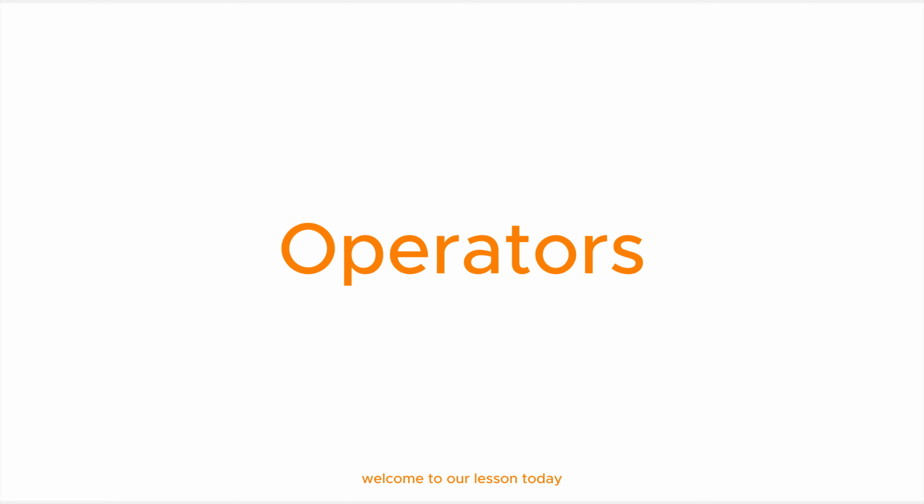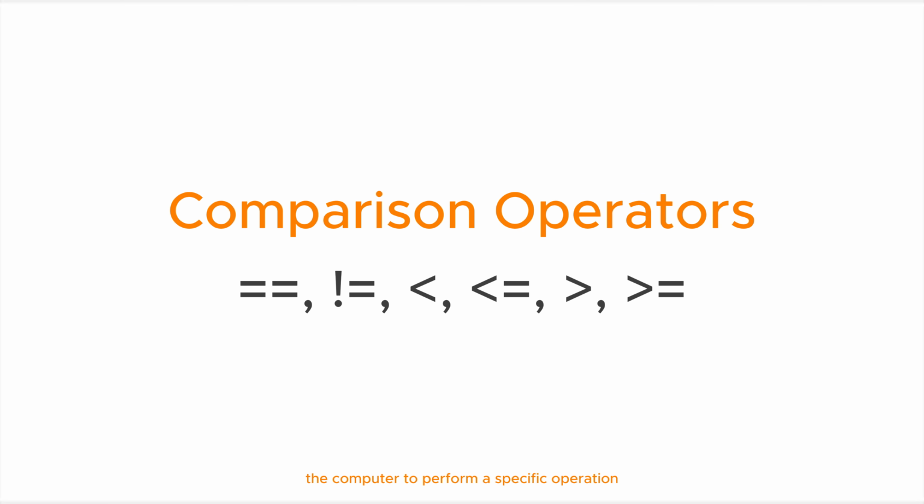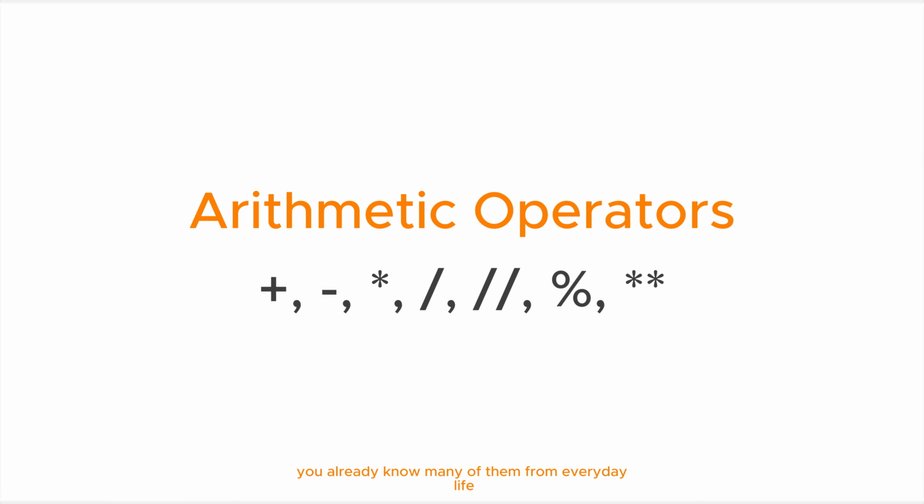Welcome to our lesson. Today we are going to learn about a fundamental concept in every programming language: operators. So, what is an operator? An operator is simply a symbol that tells the computer to perform a specific operation or action. You already know many of them from everyday life, like the plus sign for addition, the minus sign for subtraction, and even the equal sign, which we learned for assignment.